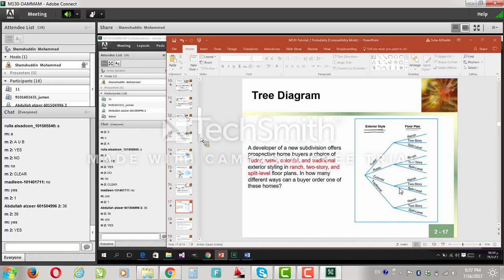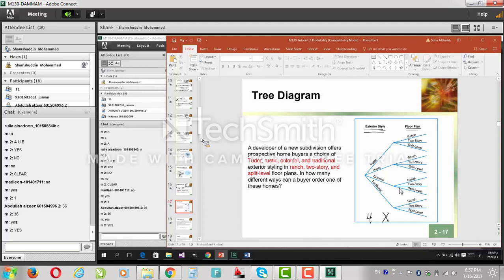First, the exterior: it can be Tudor, colonial, or traditional style. So we have 4 options for the exterior style. The second thing is the floor plan: ranch, 2-story, or split level. So we have 3 options.